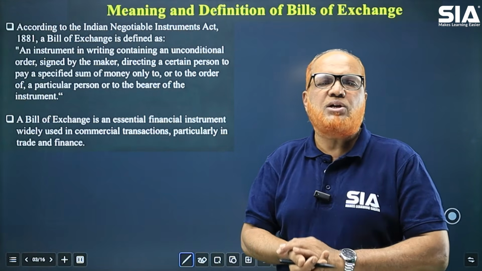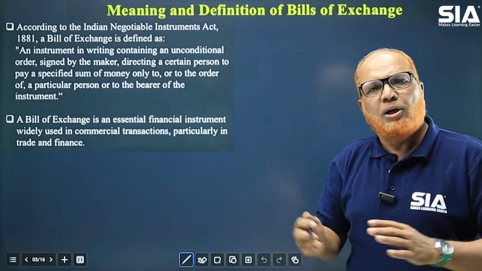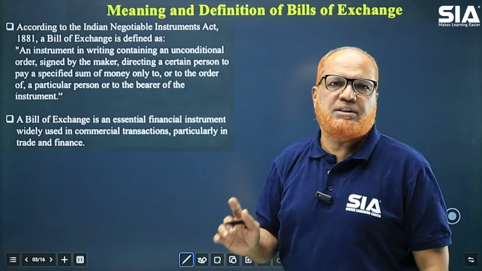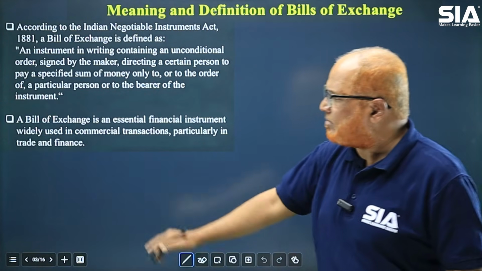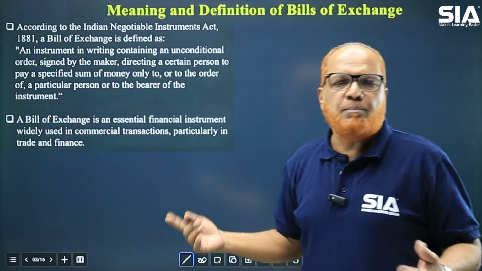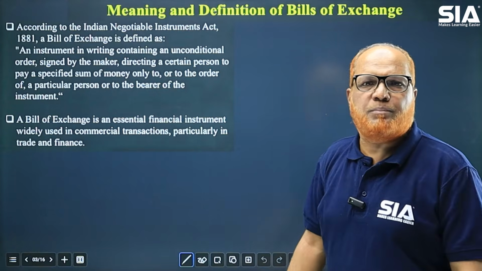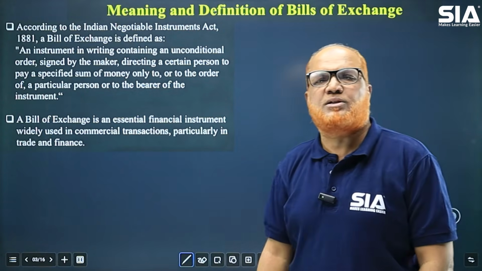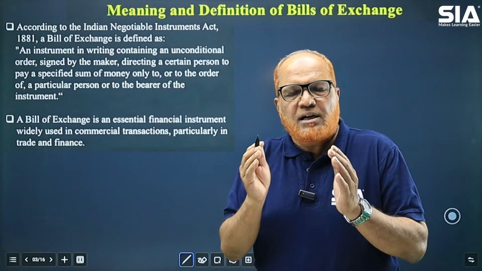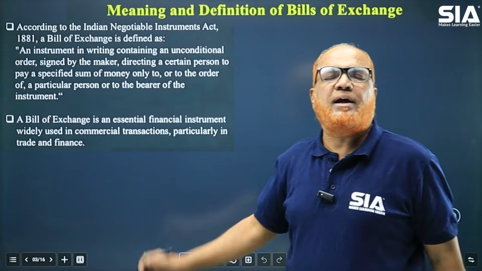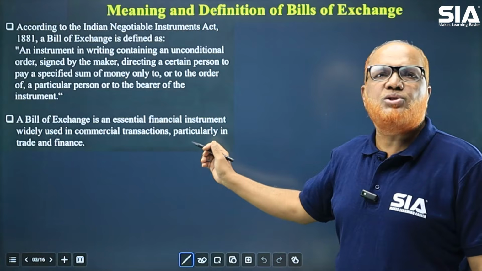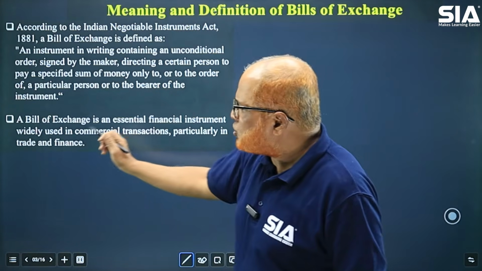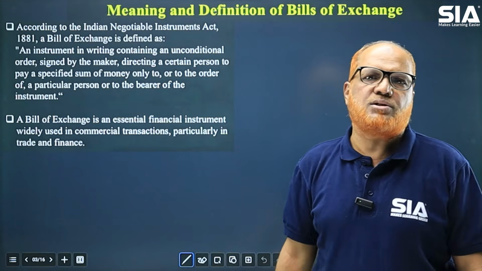But in examination, if it is asking the meaning, you can write in your own words, but these contents of the definition must be there. First of all, it must be in writing. So in simple words, we can say the meaning of the term bills of exchange is an essential financial instrument. That means it is a document in writing. That's why it is called an instrument. Instrument means anything which is in writing. It is a financial instrument widely used in commercial transactions.